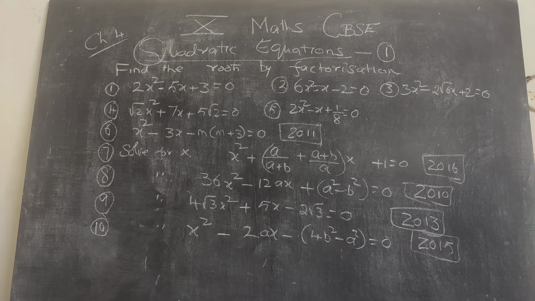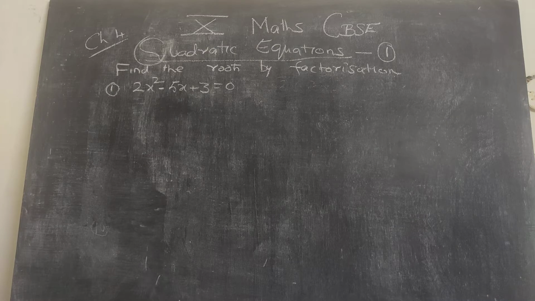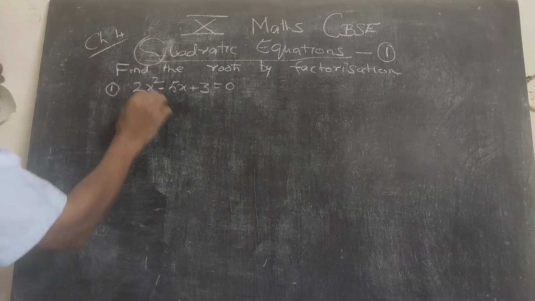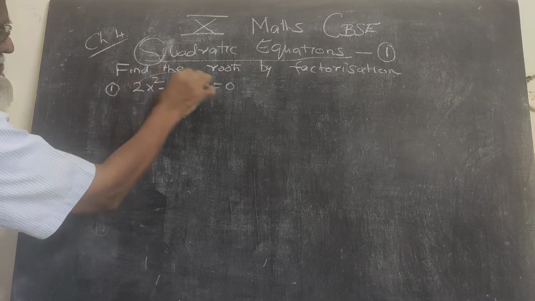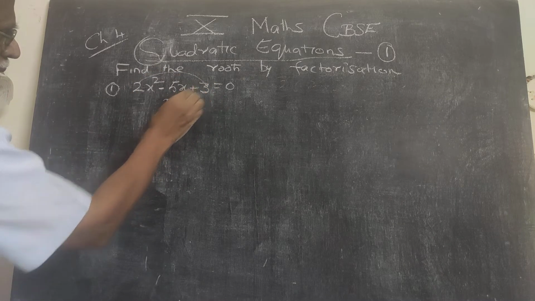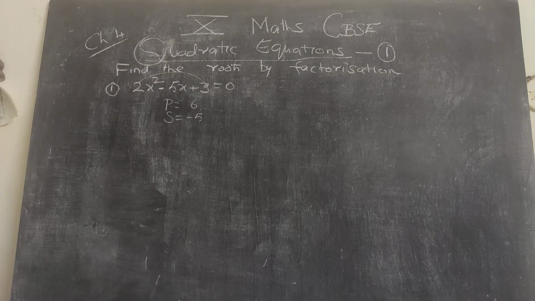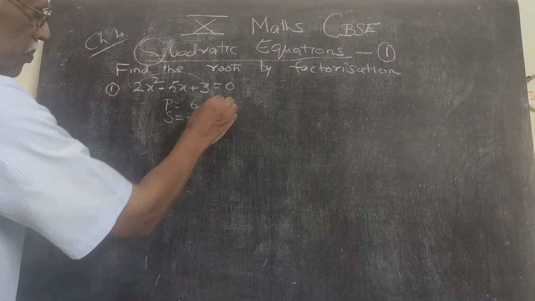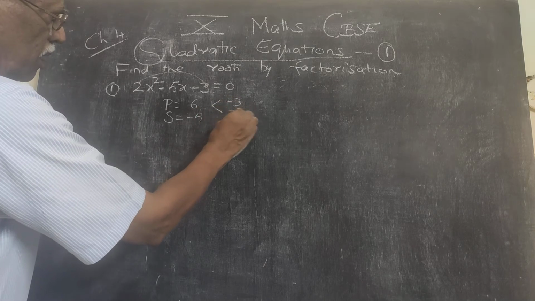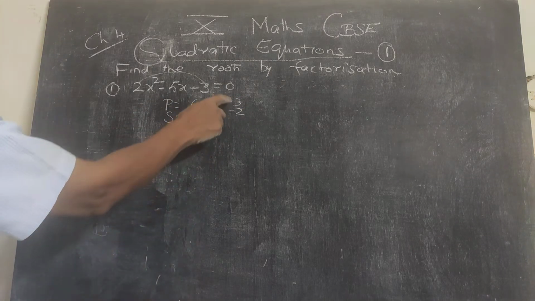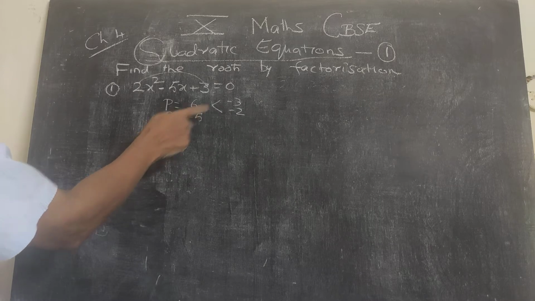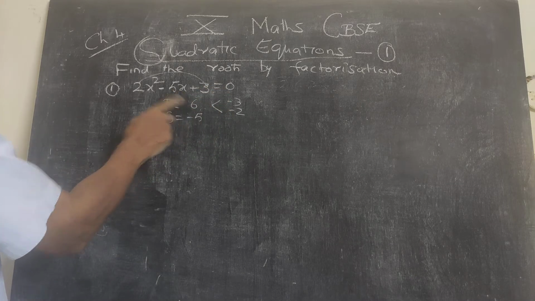Now I will do one by one. The first problem, 2x square minus 5x plus 3 equal to 0. So the product is here 6. This is plus, so the sum must be equal to minus 5. The product of two numbers should be 6 and the sum of them should be equal to minus 5. So minus 3 and minus 2 satisfies. Minus 3 and minus 2 on adding gives minus 5. Minus 3 into minus 2 is plus 6.